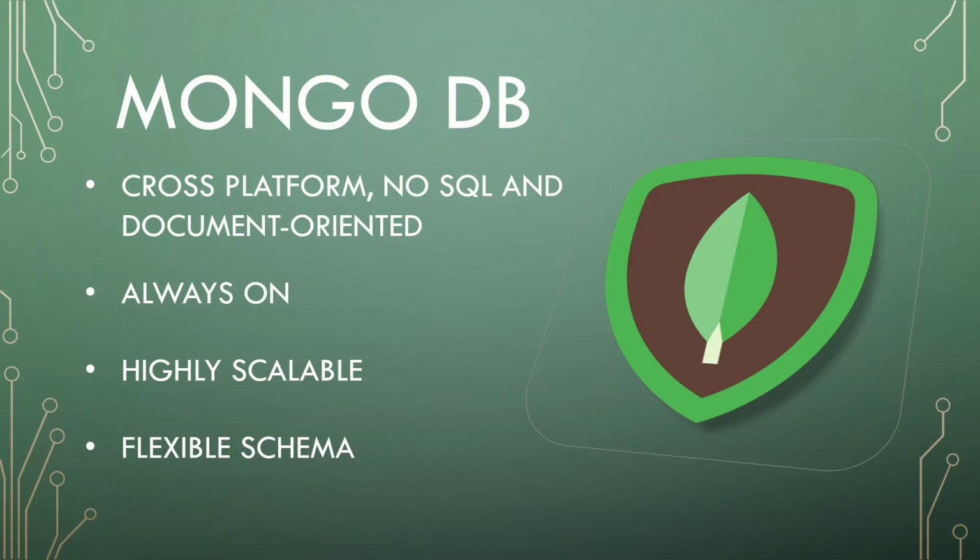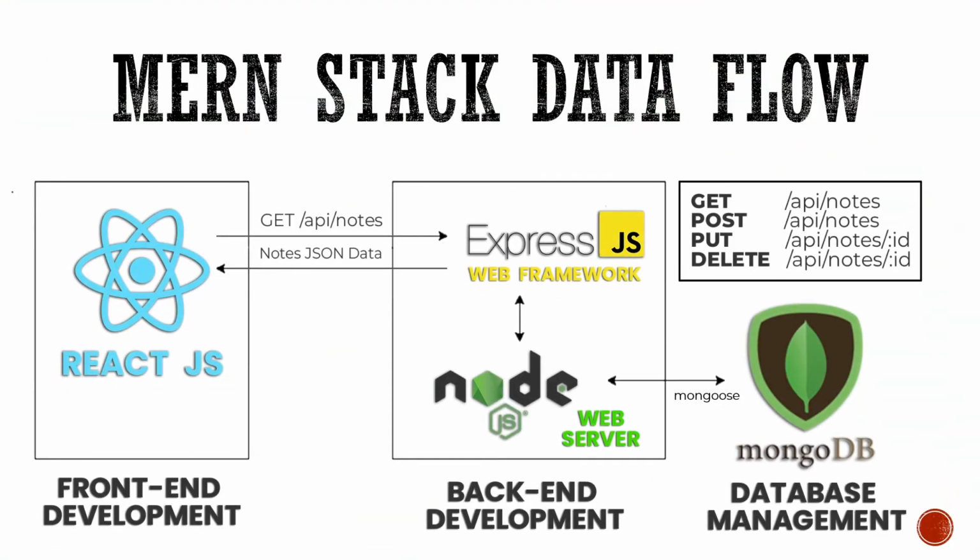So here were our 4 technologies. Now let's see how these 4 technologies work and coordinate with each other. Here's the data flow diagram of our MERN Stack application. Let's say our front-end application needs the list of nodes from our database. It makes a GET request to this endpoint to our Express.js web framework. What Express.js does is it takes that API, interprets it, and sends it to our web server.